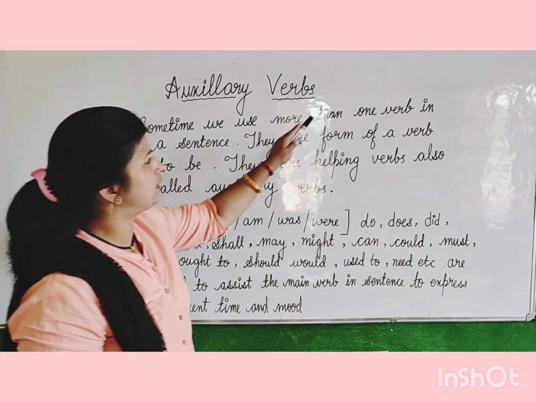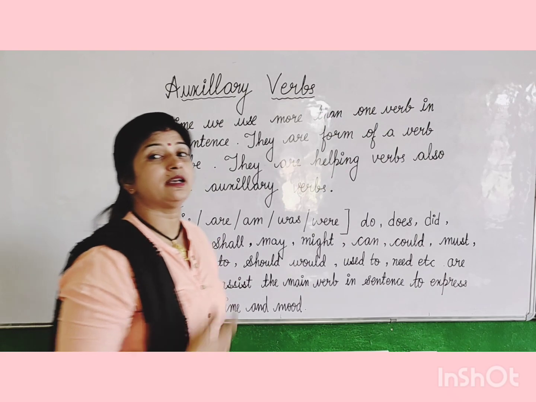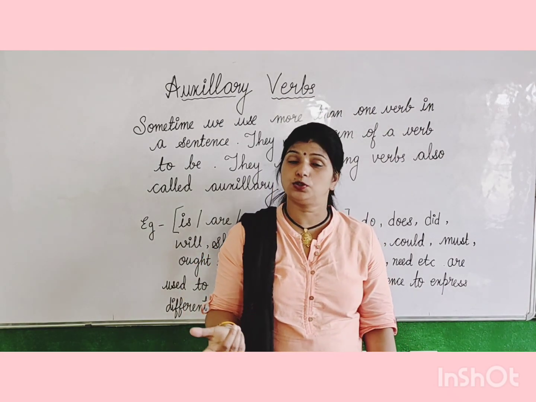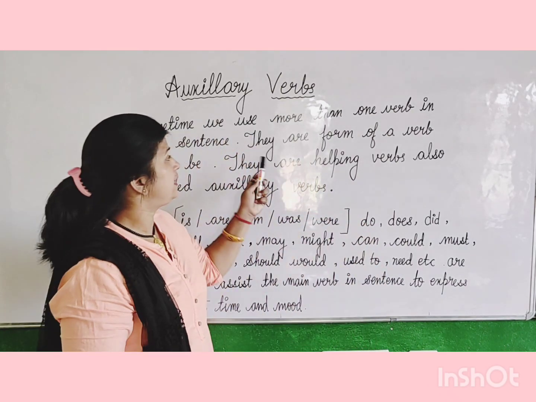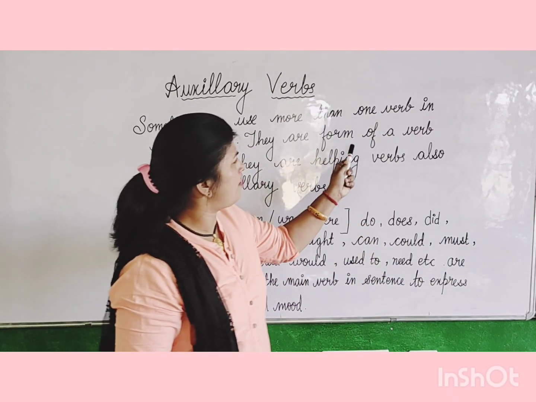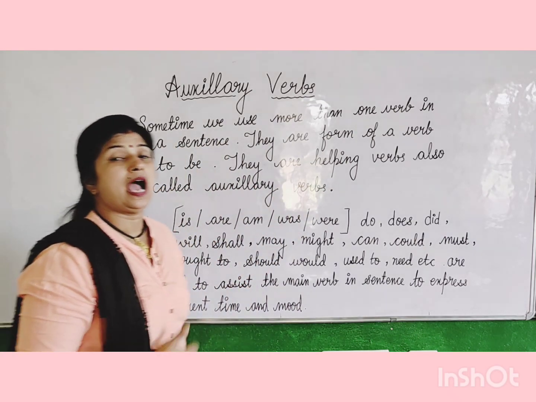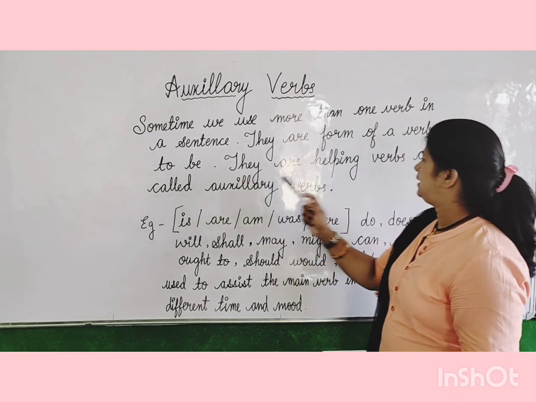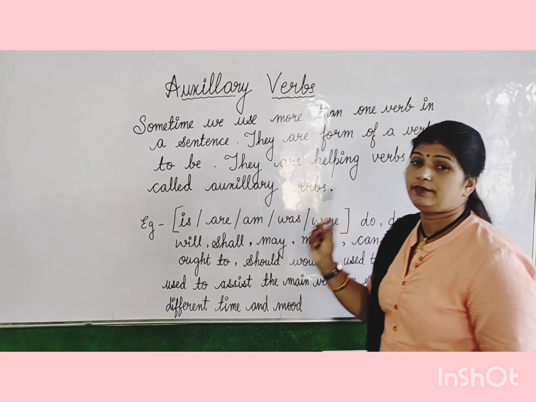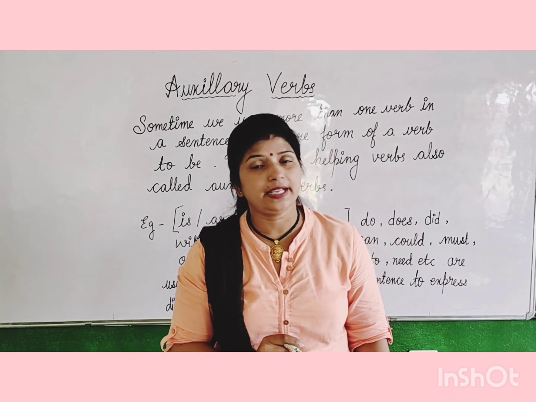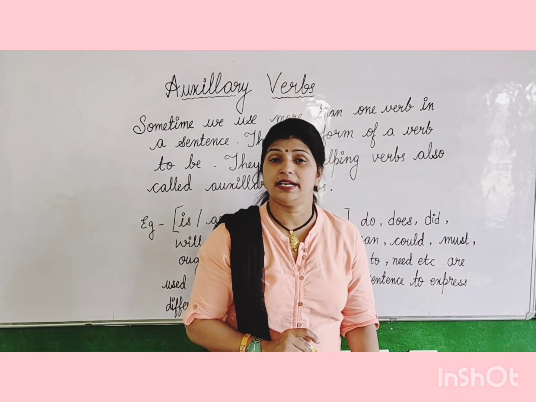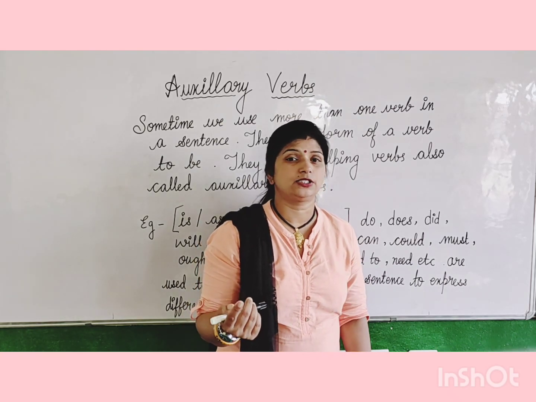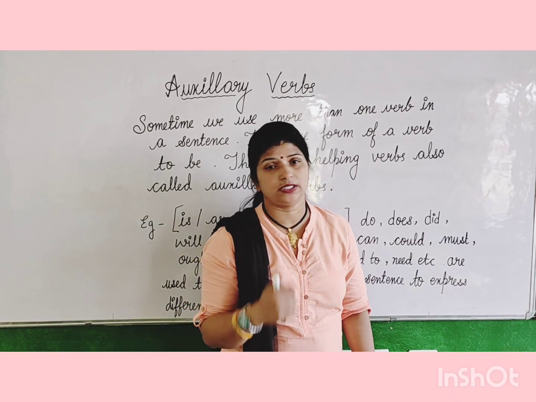Sometimes we use more than one verb in a sentence. Sometimes it may be possible that 2 or 3 verbs are used in the sentence. So many times it happens, and they are forms of the verb to be. We use them as a verb. They are known as helping verbs, and we also call them auxiliary verbs. So many times we use more than one verb in a sentence, and that is known as an auxiliary verb.